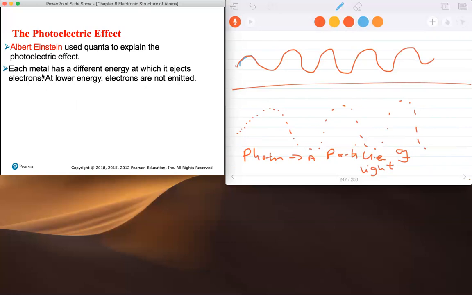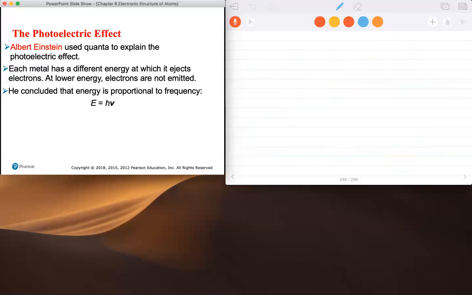And each metal, depending on which metal in question on the periodic table, if light of sufficient energy is shone, electrons are ejected from the surface. We call that the photoelectric effect. However, at a lower energy, if we don't have enough energy, no electrons are emitted.